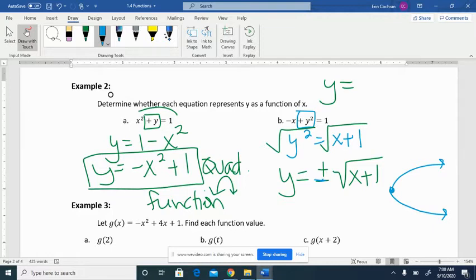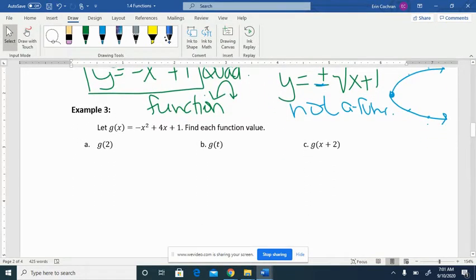So if I plug in 3 now, 3 plus 1 is 2, but now we also have the negative 2. Okay? So if we look at this, our x value now has two values. Okay, repeating, so this one is not a function. Okay, it's not a function.